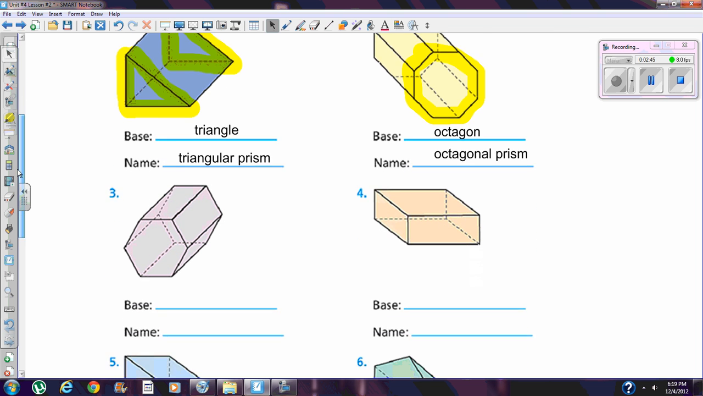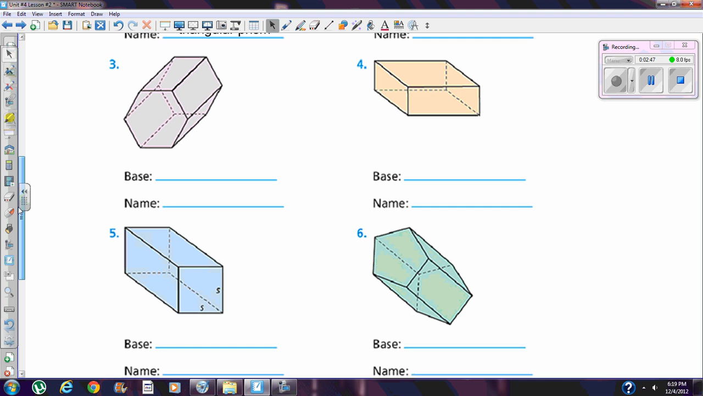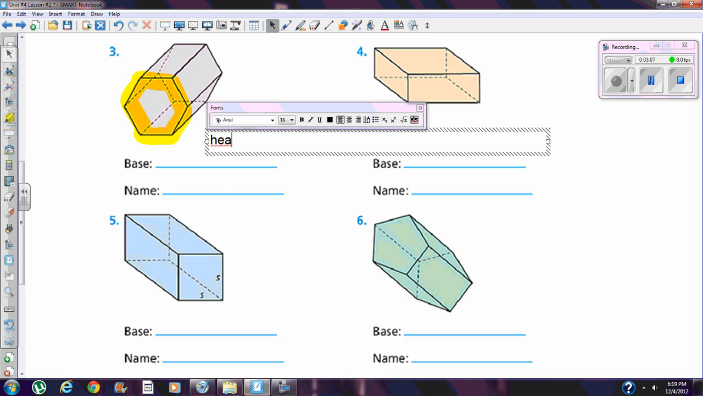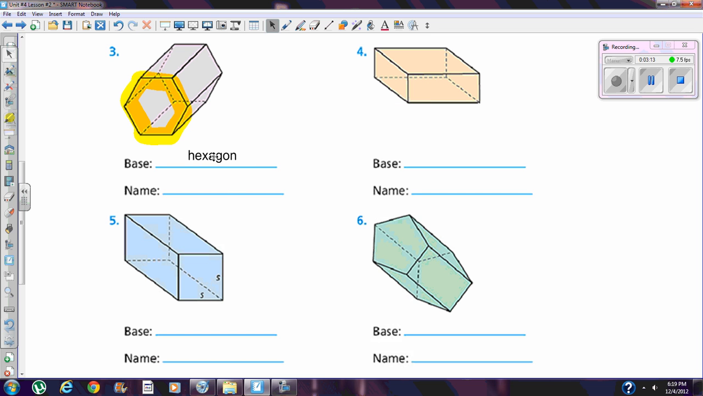All right, let's look at 3 and 4 again. Looking at the base, counting the sides, number 3 is a hexagon. So, hexagonal prism.